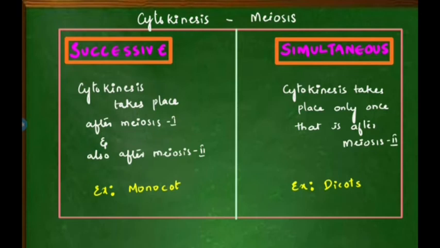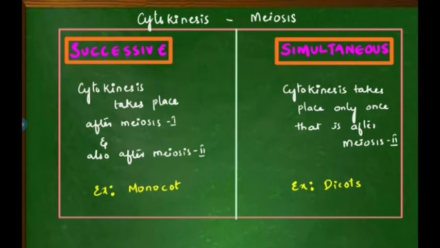And coming to the simultaneous cytokinesis, the cytokinesis takes place only once, that is after the meiosis 2. So coming to the successive, it takes place two times, that is after meiosis 1 and after meiosis 2, and takes place in monocots. How can you remember this? This is very simple, it takes place two times, after meiosis 1 and meiosis 2.